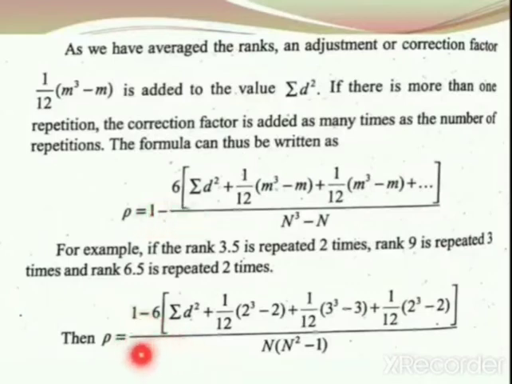You have to change it to 1 minus 6 of summation d square plus 1 by 12 of first 2 cube minus 2, since 3.5 is repeated 2 times. Plus 1 by 12 of 3 cube minus 3, since 9 is repeated 3 times. Plus 1 by 12 of 2 cube minus 2, since 6.5 is repeated 2 times, divided by n of n square minus 1, or n cube minus n. So this is the formula for repeated ranks.